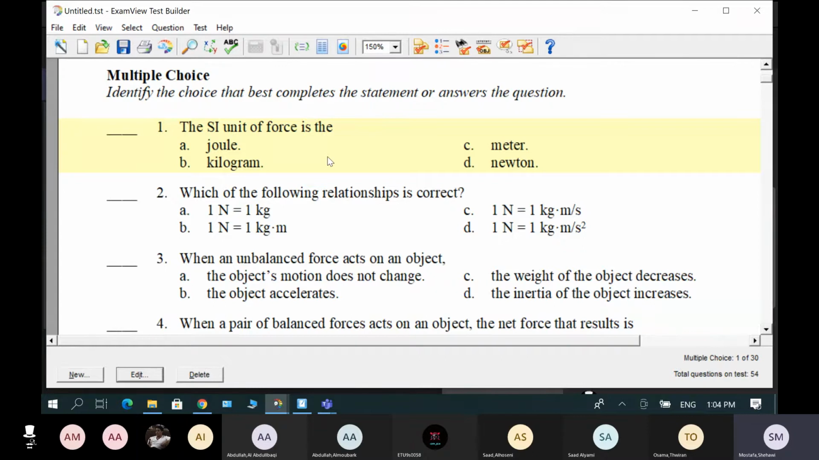So focus with me here. It's Newton. Newton, answer D. Yes.